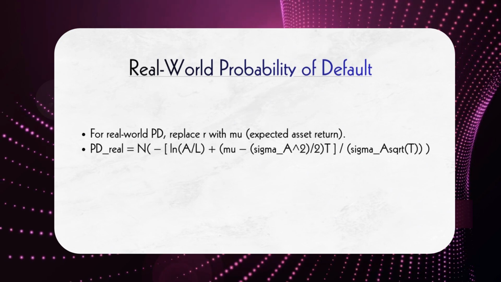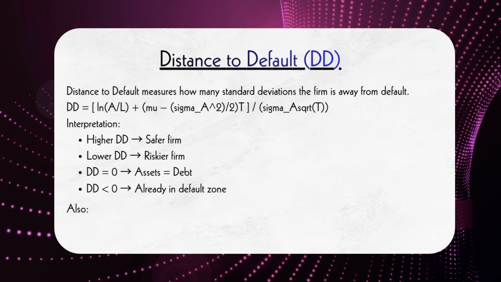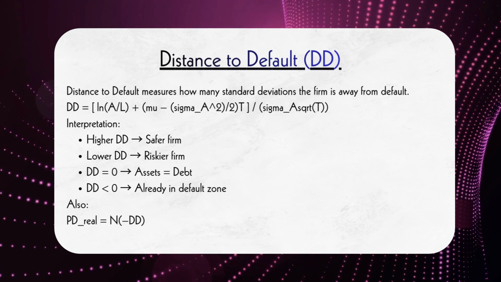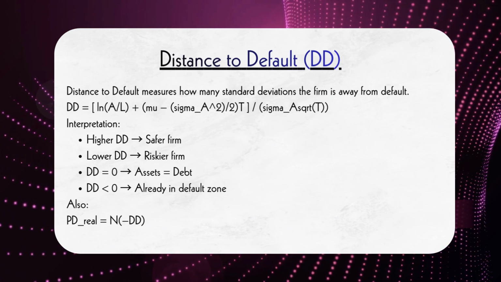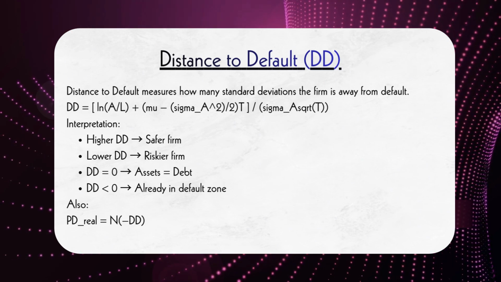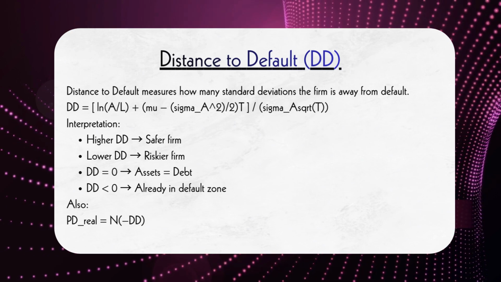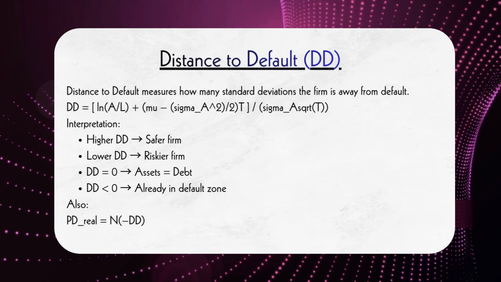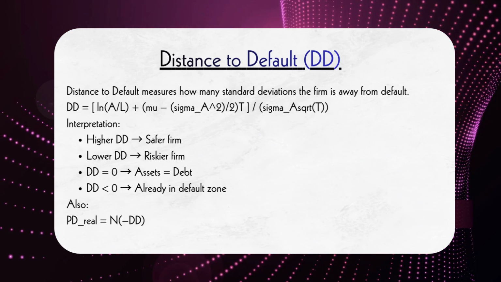The expression inside this formula is called the distance to default. Distance to default equals ln(A/L) plus (μ minus σ_A squared divided by 2) multiplied by T, divided by σ_A times the square root of T. Distance to default tells us how many standard deviations the firm's assets are away from the default point.